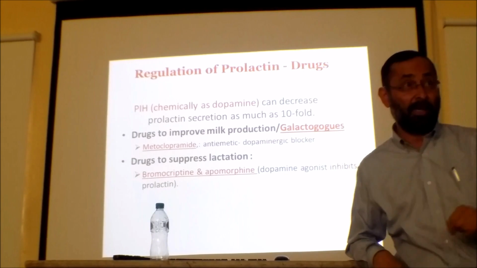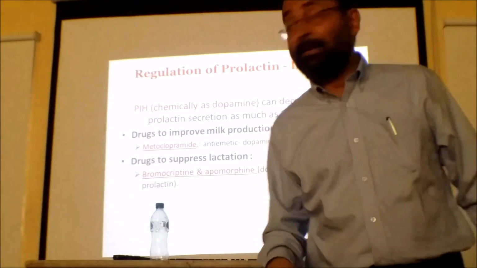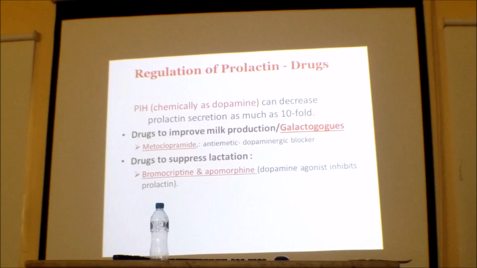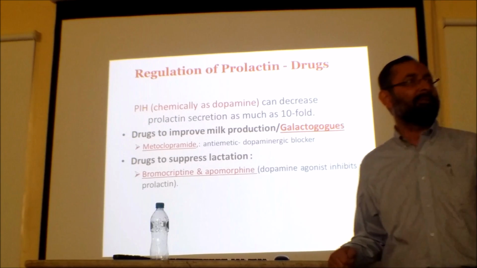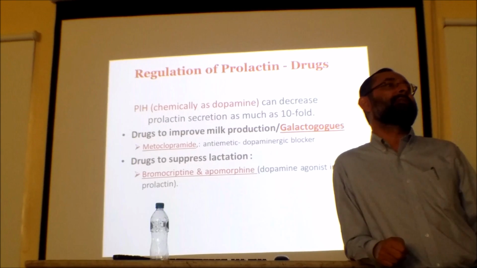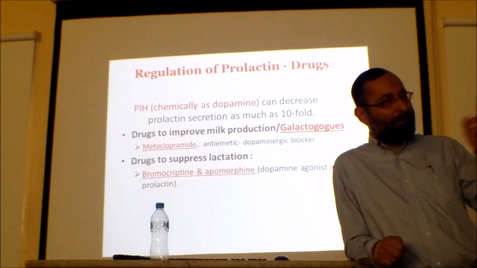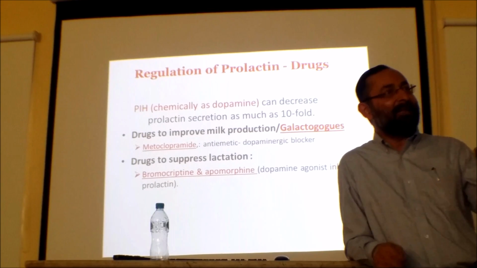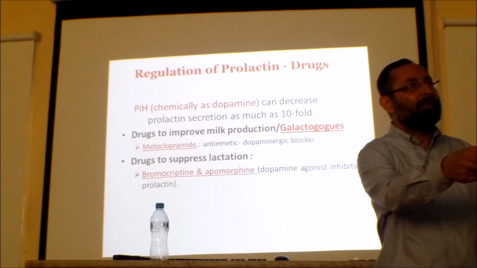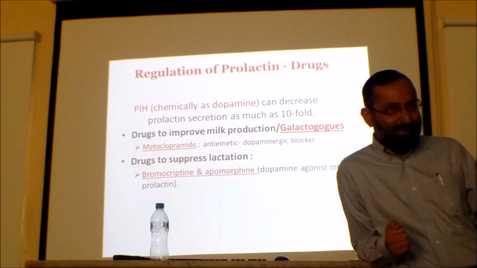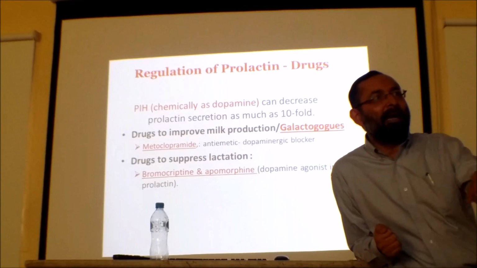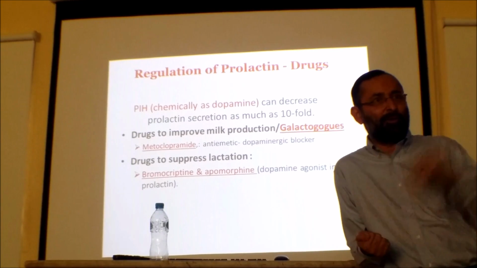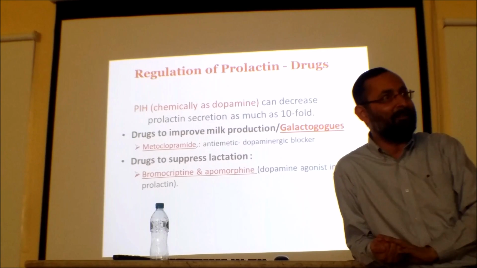Okay, but at the same time, metoclopramide has a very special action. It's anti-dopaminergic. If it's anti-dopaminergic, what is it doing? It is blocking the prolactin inhibiting hormone, isn't it? Right. It is competing with the dopamine for the dopamine receptors, and it is blocking the receptors. So dopamine cannot work on the receptors in the pituitary.